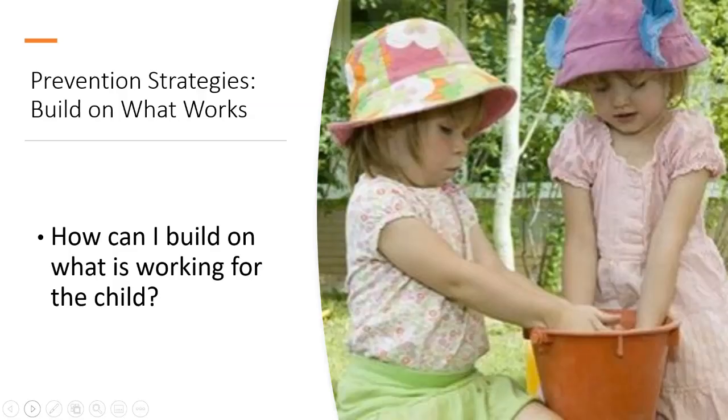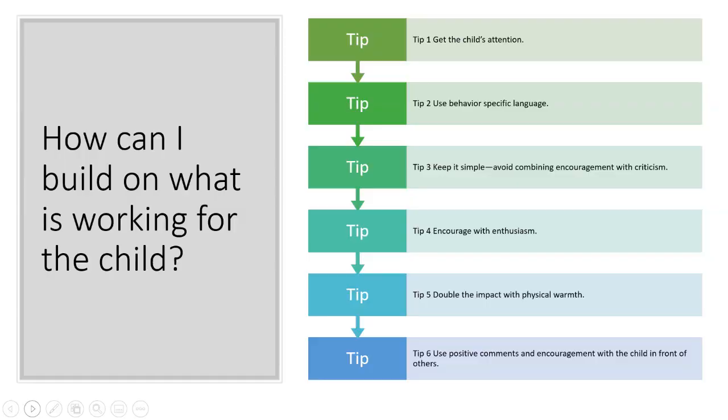So what are the child's strengths? Are there peers with whom this child works well? How can that information be used to build a prevention strategy? Is there an activity this child enjoys that would lend itself to trying a new skill with a better chance for success? So we can ask ourselves, how can I build on what is working for the child?